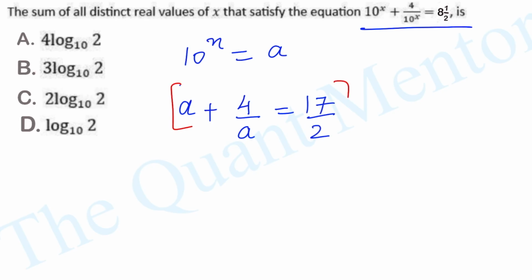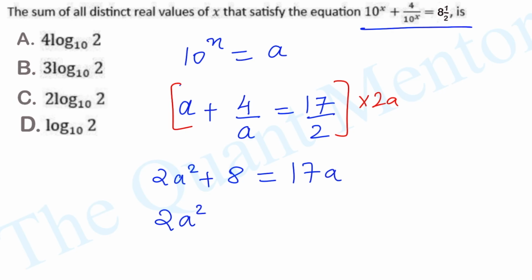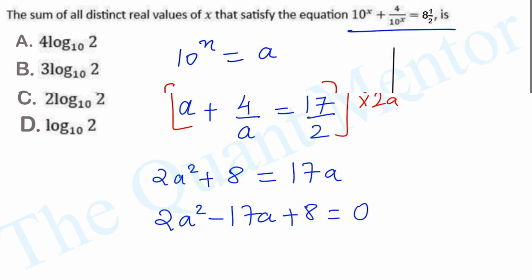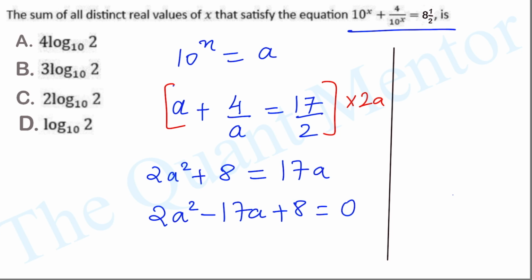Now we'll multiply throughout by 2a. That's the LCM of the denominators, by the way. So I will get 2a square plus 8 is equal to 17a, or 2a square minus 17a plus 8 is equal to 0. And the next step is we factorize this quadratic equation. 2a square minus 17a plus 8 is equal to 0. So I want two numbers whose sum is minus 17 and product is 16. Naturally, they are minus 16 and minus 1.